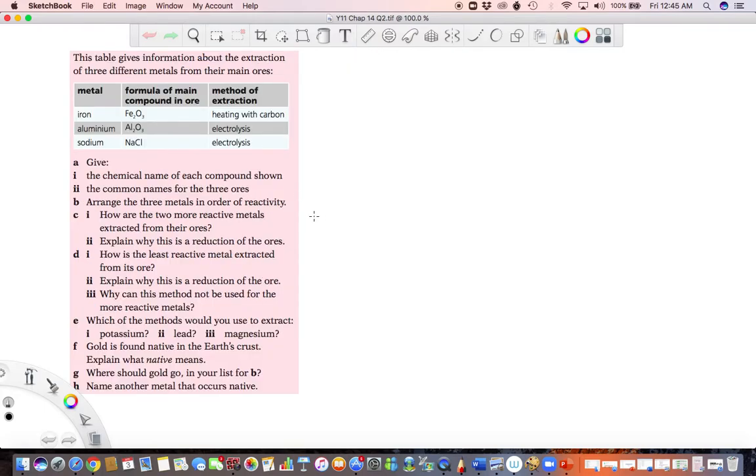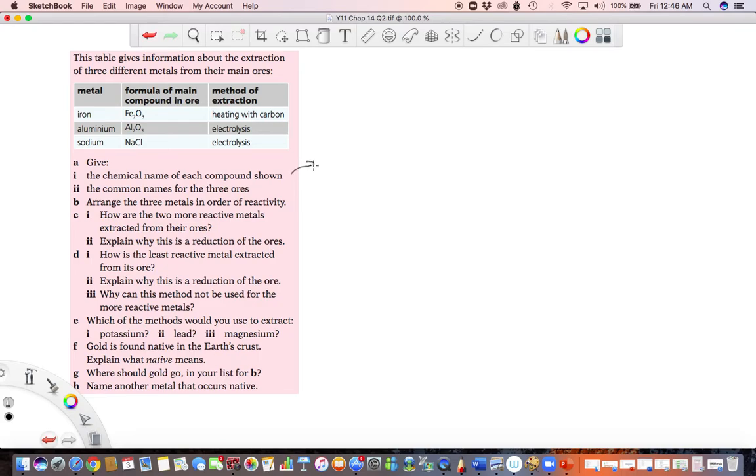Okay, all right. So question 2, this table gives information about the extraction of 3 different metals. So we have iron, aluminium, and sodium. We can see aluminium and sodium is by electrolysis. So give the chemical name of each compound shown. So we're looking at the chemical name of each compound shown in this, because they gave us the formula. So you're giving it the name.